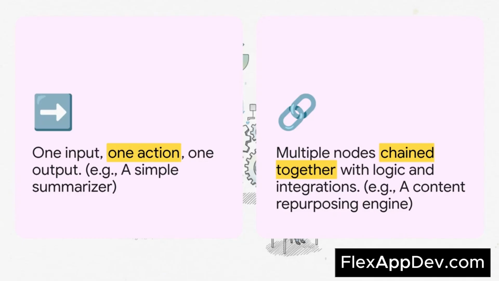So here's what that difference looks like. A basic, beginner tool is totally linear. It's one input, one action, one output. Think of a simple summarizer. But a powerful, intermediate workflow is a chain. It connects lots of nodes, it uses logic, it pulls in integrations, and it creates something way more powerful, like a whole content repurposing engine.